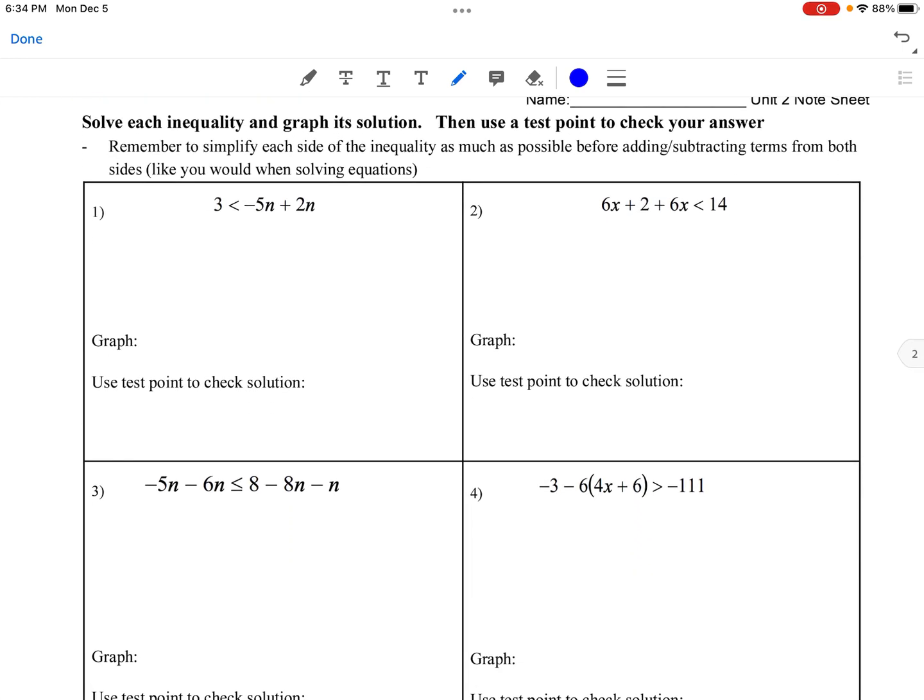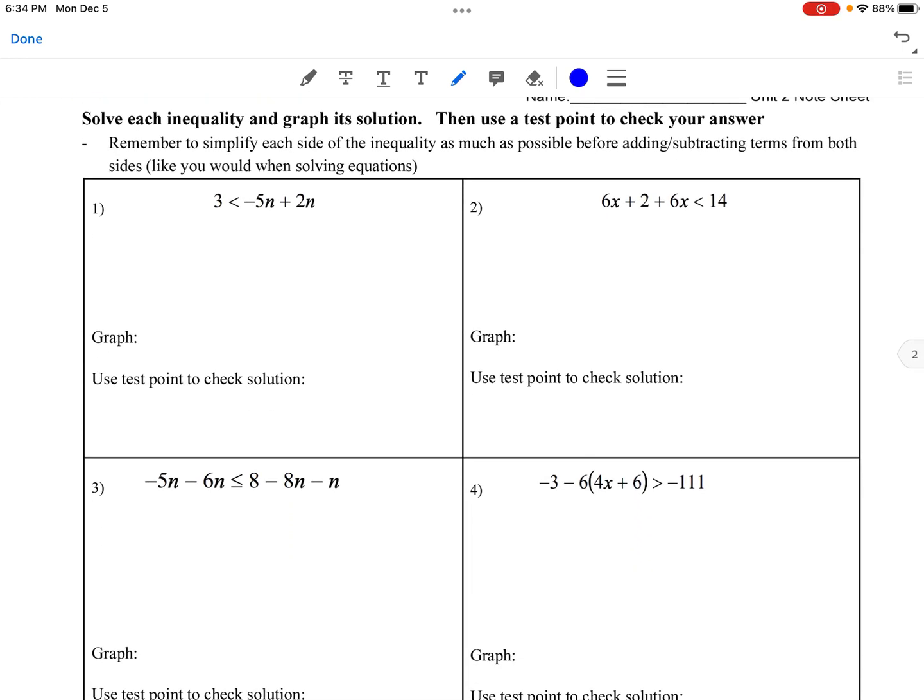So here we're going to solve inequalities. And we're going to graph the solutions on a number line. Solving an inequality is just like solving an equation. You just treat the inequality just like an equation. The only difference is if you have to divide or multiply by a negative number, you have to change the direction.